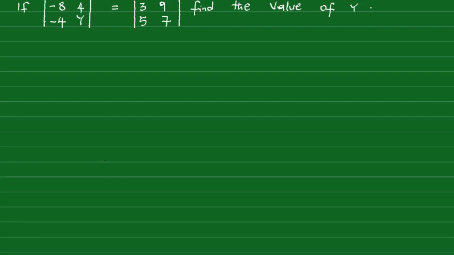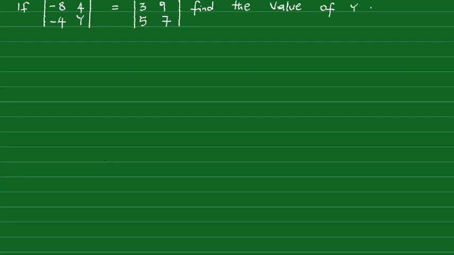Now the question reads as follows: if the determinant of a 2 by 2 matrix having the following elements -8, 4, -4y is equal to the determinant of another 2 by 2 matrix having the following elements 3, 9, 5, and 7. Find the value of y.